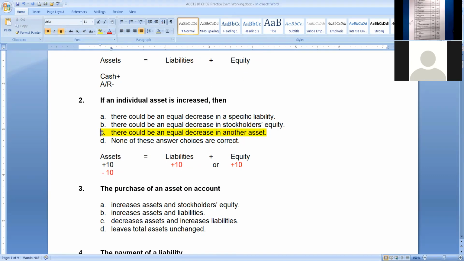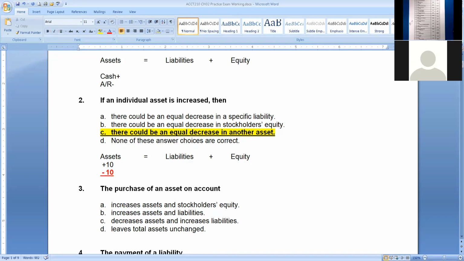Oh, that's right. Oh, I know what's wrong here. Yeah, so these two didn't happen. Those two, they said both decrease.